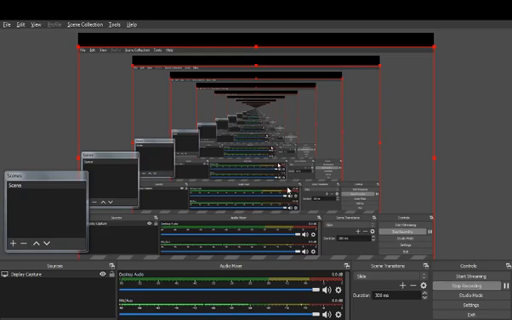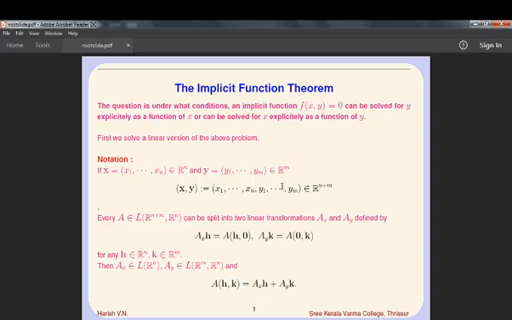ഇന്ന് നമ്മൾ ഇംപ്ലിസിറ്റ് ഫംഗ്ഷൻ തിയറം ആണ് ചെയ്യാൻ പോകുന്നത്. ഇംപ്ലിസിറ്റ് ഫംഗ്ഷൻ തിയറം. So what is an implicit function? ഇംപ്ലിസിറ്റ് ഫംഗ്ഷൻ എന്ന് പറഞ്ഞാൽ എല്ലാ ഫംഗ്ഷൻസും, അതായത് suppose y is a function of x, but y may not be able to write explicitly in terms of x. അത്തരം ഫംഗ്ഷൻസിനെയാണ് നമ്മൾ ഇംപ്ലിസിറ്റ് ഫംഗ്ഷൻസ് എന്ന് പറയുന്നത്.